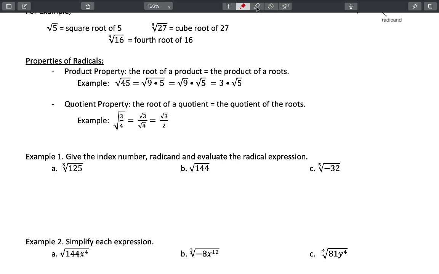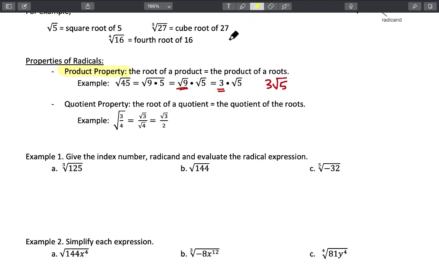Our first property is called the product property, and it says the root of a product is equal to the product of the roots. In other words, whatever that radicand is can be broken down into certain factors. For example, the square root of 45 is not a perfect square, but I can break that down into its product, 9 times 5. I can now take the square root of 9 times the square root of 5. The square root of 9 is a perfect square, so that simplifies to 3 times the square root of 5. Another way we write that, without the multiplication symbol, is 3 root 5.